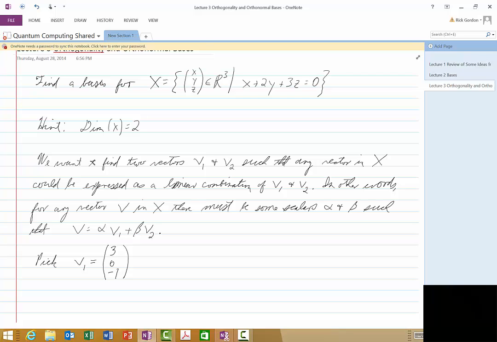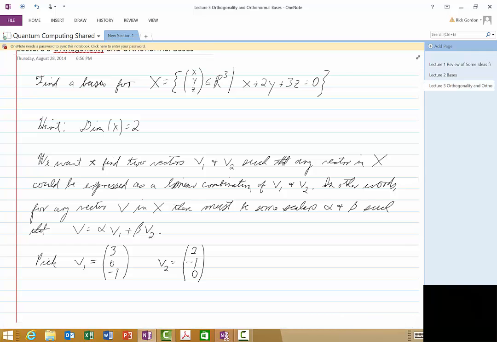Now, I claim that if I pick any vector V2 in X, it will work as long as V2 is not a multiple of V1 and V1 is not a multiple of V2. So, keeping in the spirit of trying to make at least one of the components equal to zero, what we might do is pick V2 equal to 2, negative 1, 0. Notice that in V2, the z component is 0.